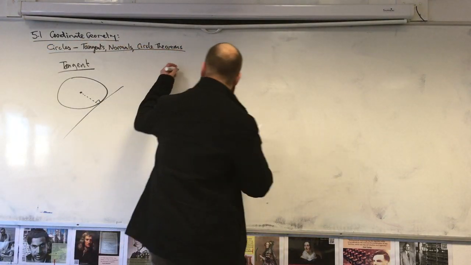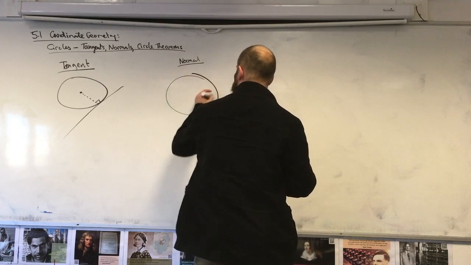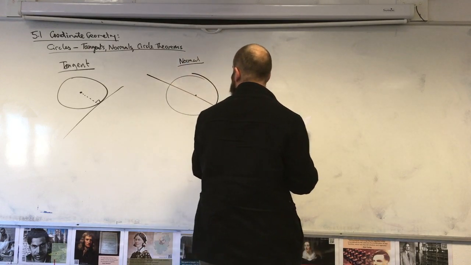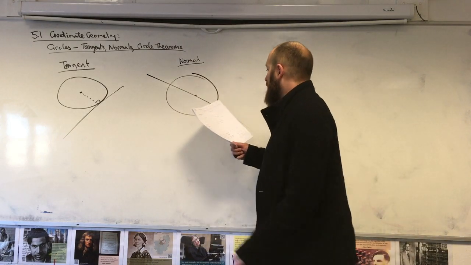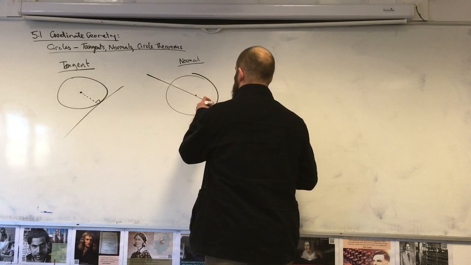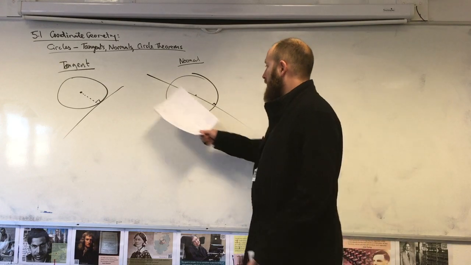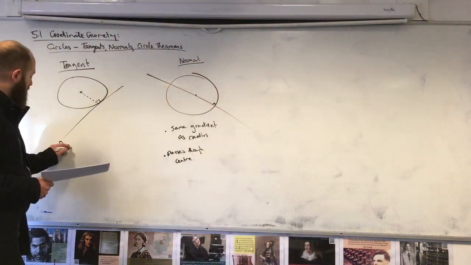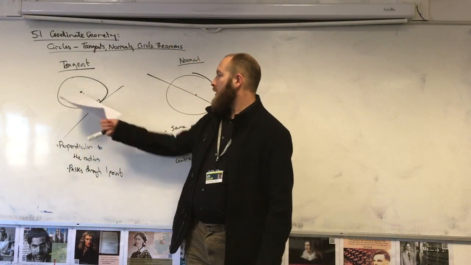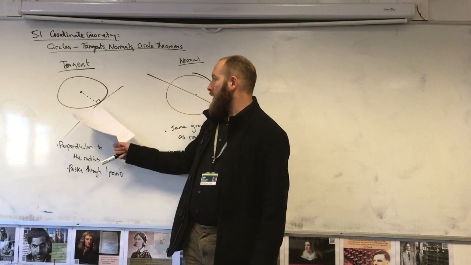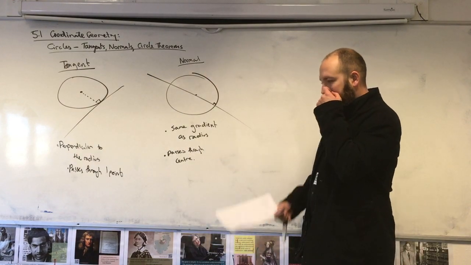And the normal then is the line going through the centre of the circle, which is going to be perpendicular, if you like, to the circle, but have the same gradient as the radius. So just to summarise, tangent perpendicular to the radius and passes through one point, and the normal same gradient as the radius and passes through the centre. So let's try some examples.